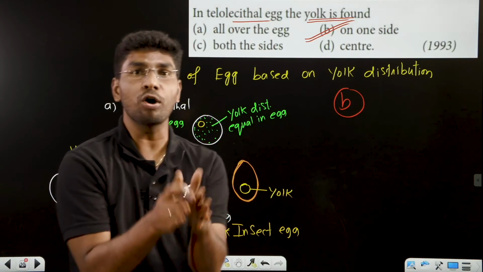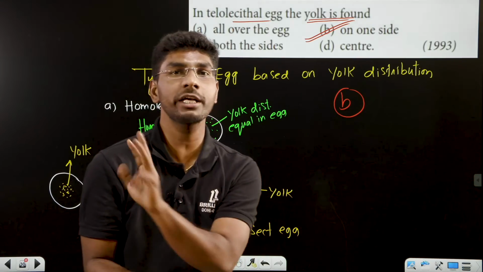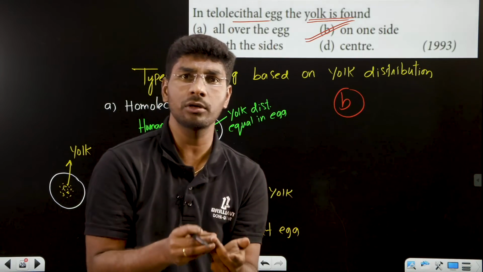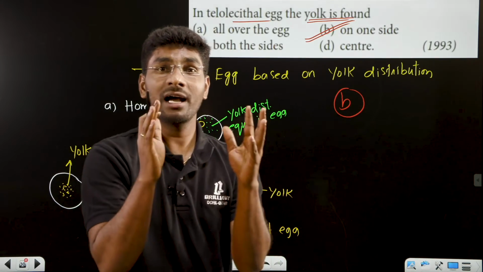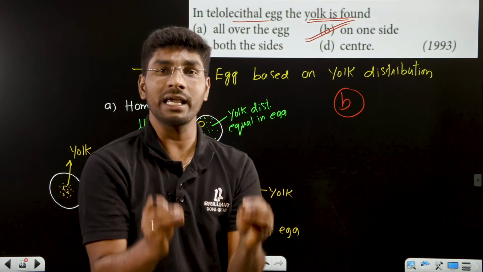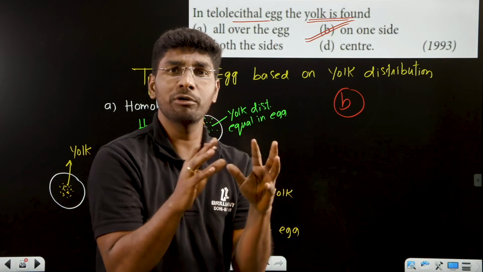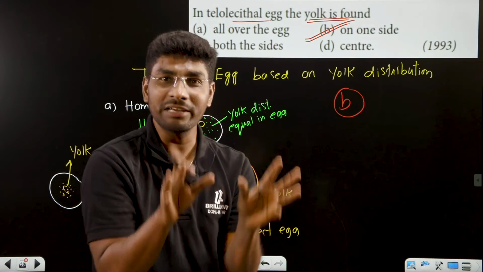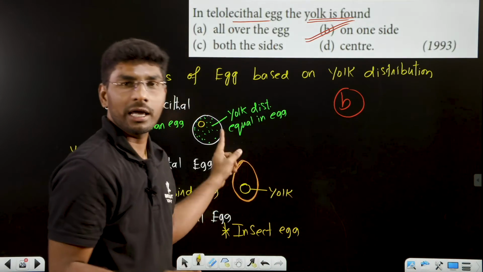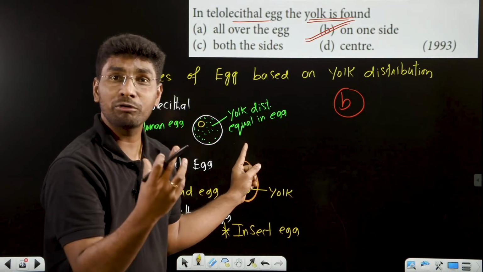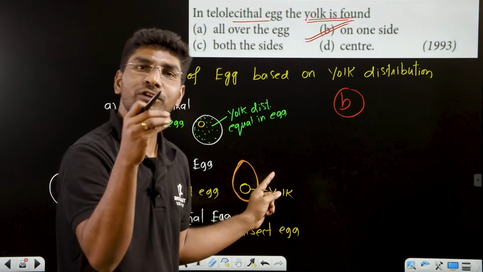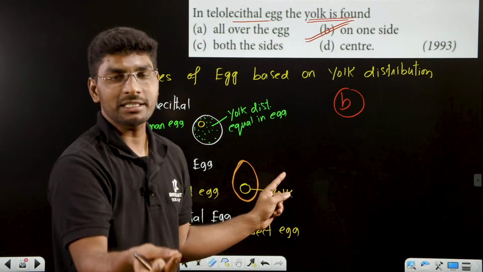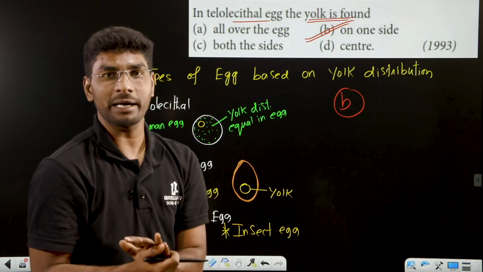So based on the yolk distribution, there are three types of eggs: centrolecithal, telolecithal, homolecithal. Human eggs are homolecithal. The cleavage pattern depends on the amount of yolk. If the amount of yolk is more, there is meroblastic cleavage. If the amount of yolk is less, that is holoblastic cleavage. That we will discuss in the cleavage pattern topic.